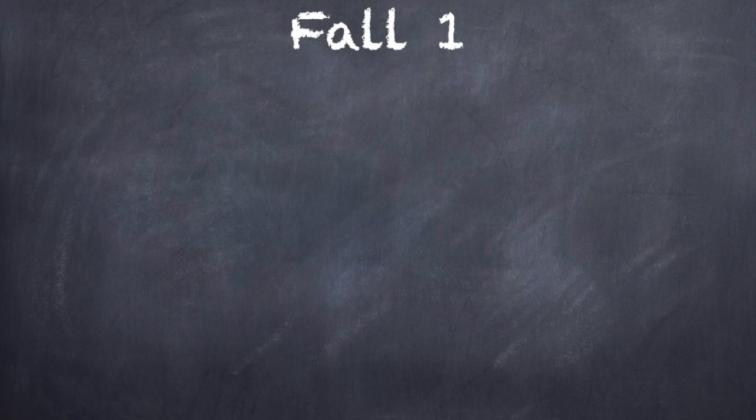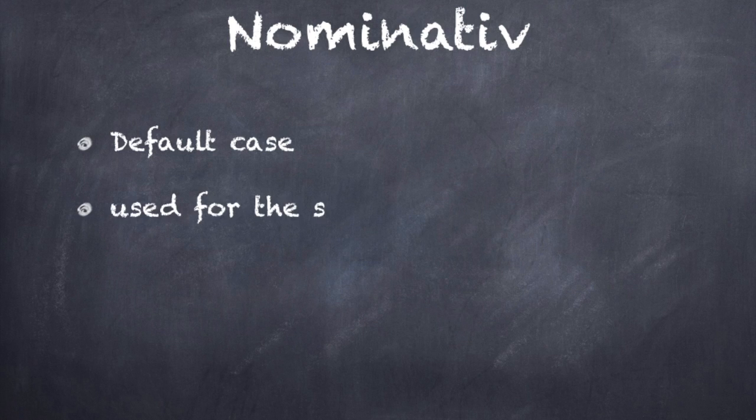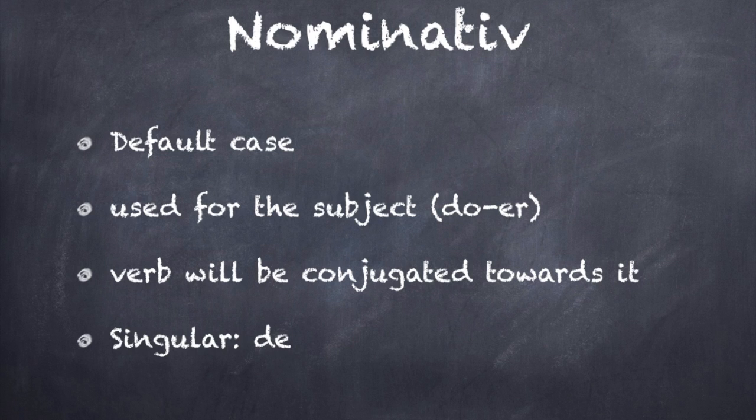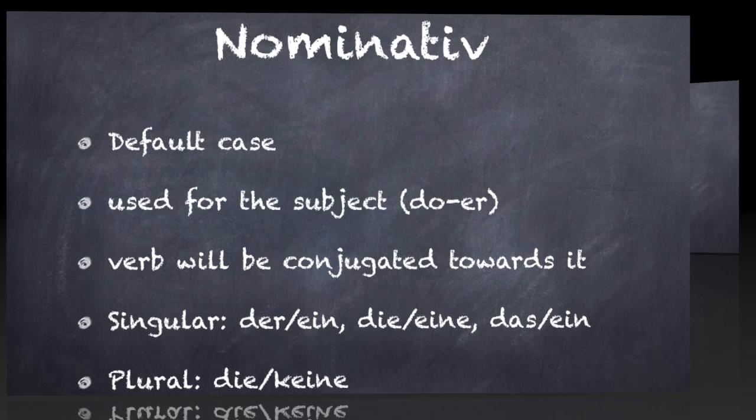So the first case, or Fall 1, is the Nominativ. And without the nominative, there wouldn't be a sentence really. And it's the default case, you could call it that. And it's used for the subject, so the doer of an action. Also, you might have noticed that the verb will be conjugated towards it. And the primary articles are der and ein, die and eine, das und ein, and the plural die and keine.